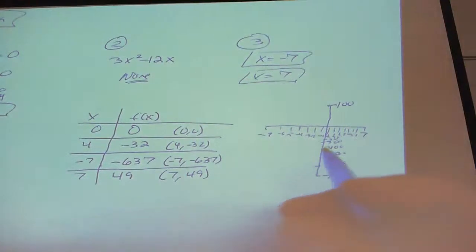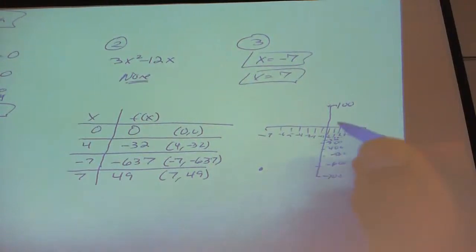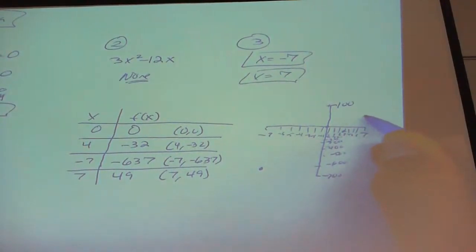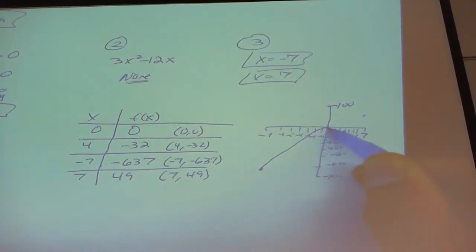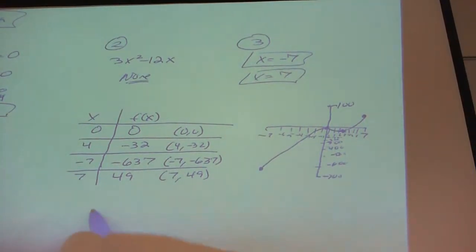So the points I'm concerned with are negative 7, negative 637, 0, 0, 4, negative 32, and 7, 49. Now that you have the graph, label what you have. I'll put it over here.